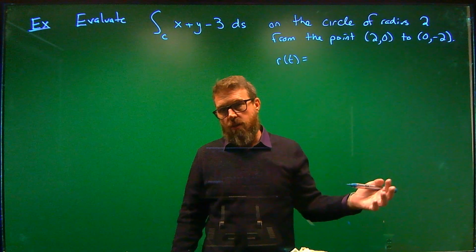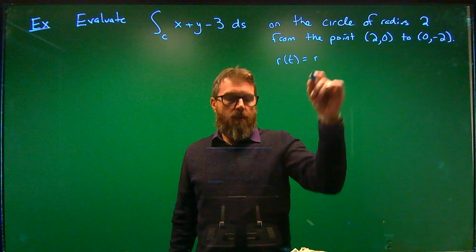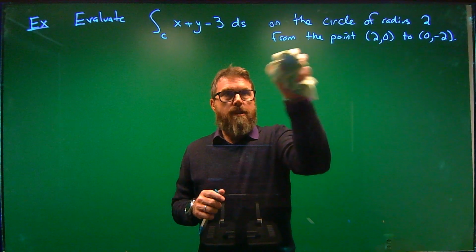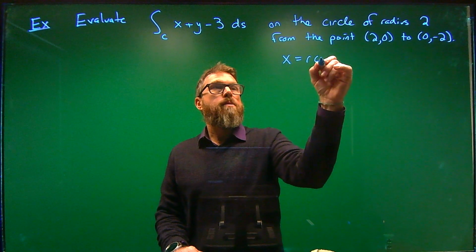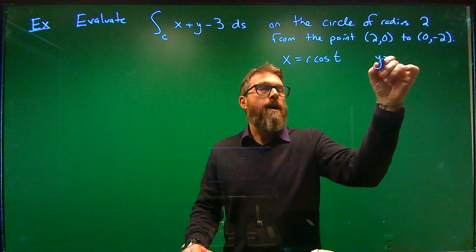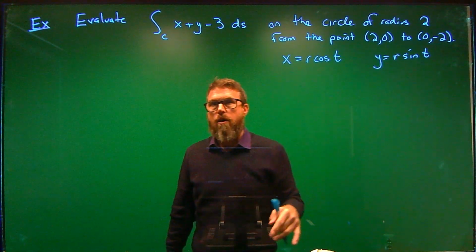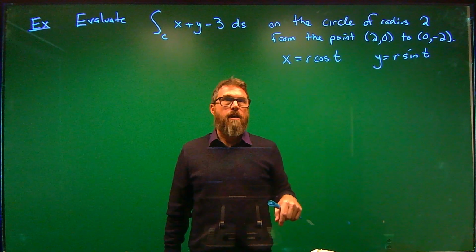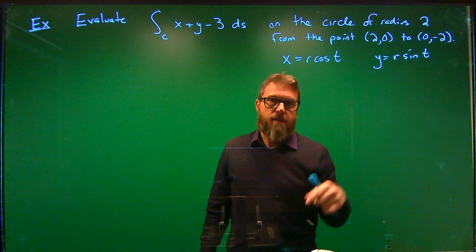And the way we do circles centered at the origin, let's do this in x and y real fast, is we use parametrics. So x is r cosine of t, y is equal to r sine of t. Now we were using thetas before, but we tend to use t's in these line integrals. So just assume t is the angle.